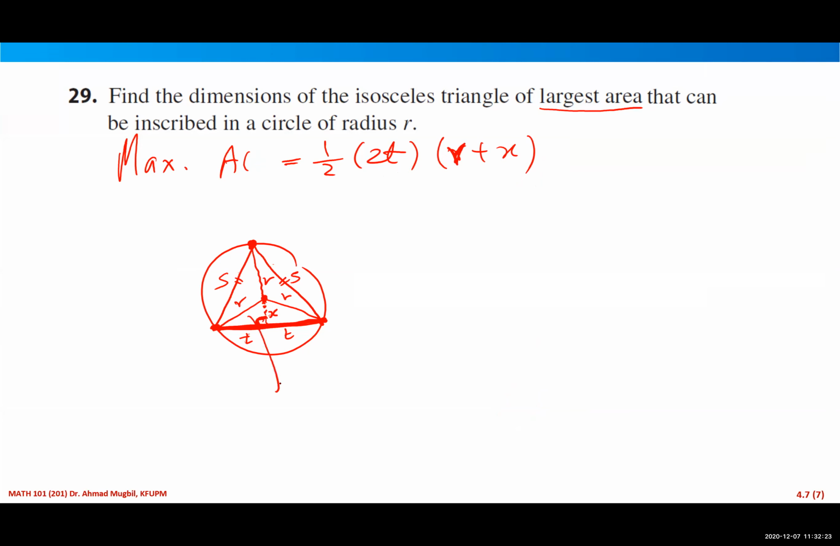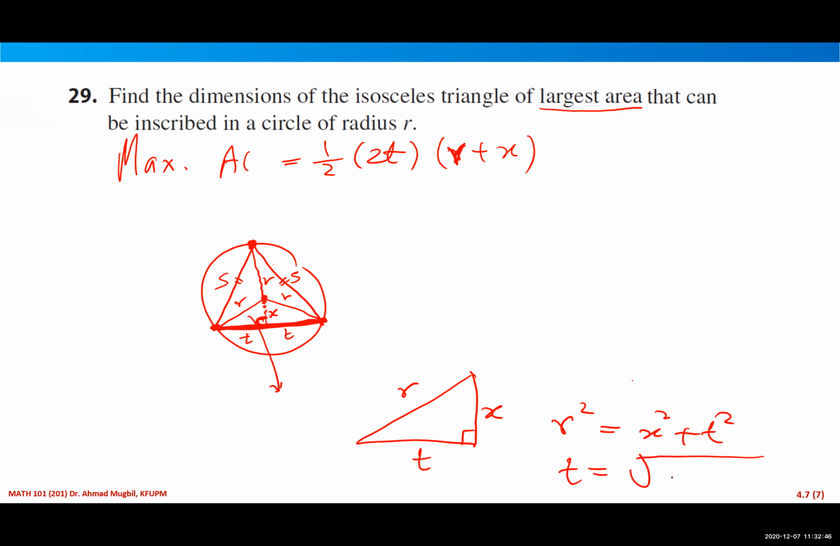Look at this triangle. Here it is. We have here x, we have here t, and we have r. So what is the relationship between them? R squared equals x squared plus t squared. Which means if you want to replace t, I need t to be equal to the square root of r squared minus x squared. I solve it just for t squared. So this means that I will make it a function of x only.